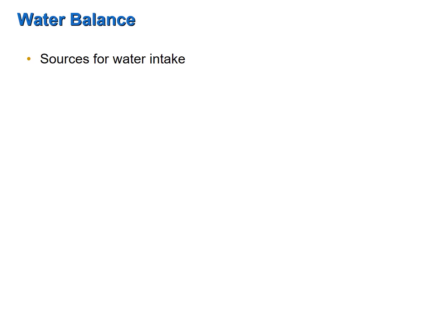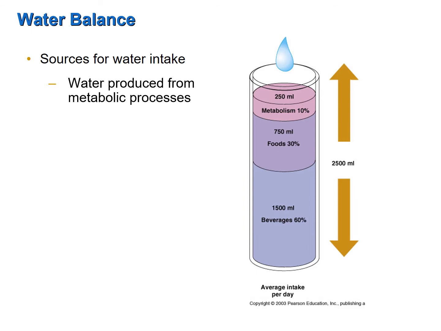Now that we have established the importance of water balance, let's now look at our sources of water intake and sources of water loss or output. About 10% of the water found in the body actually comes from metabolic processes occurring in the body. The other 90% comes from the food and beverages that we consume, particularly the beverages. So we can significantly increase or decrease water intake by increasing or decreasing the consumption of beverages and, to a lesser extent, foods.